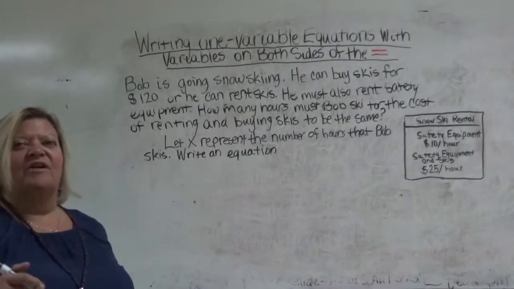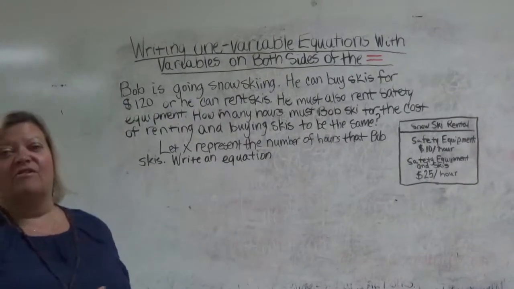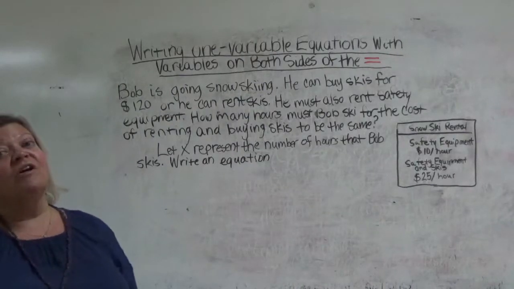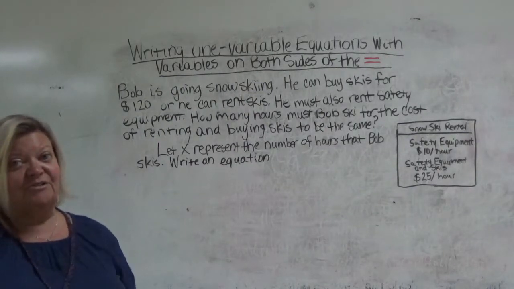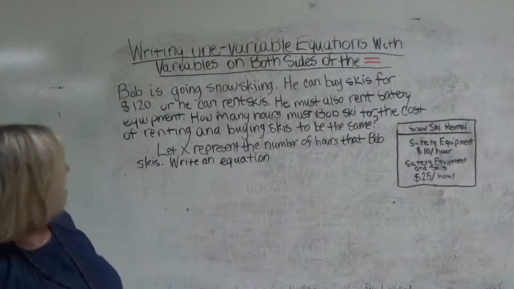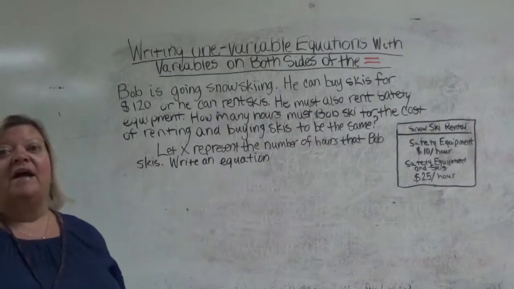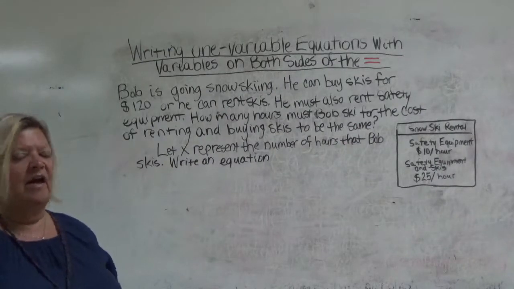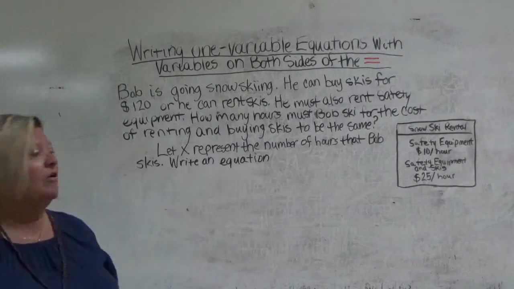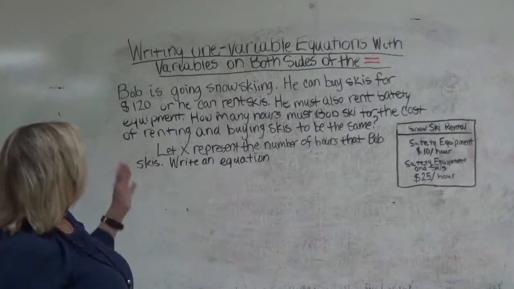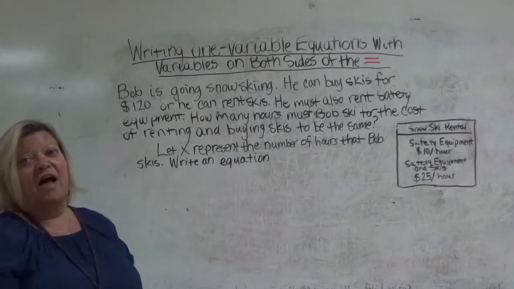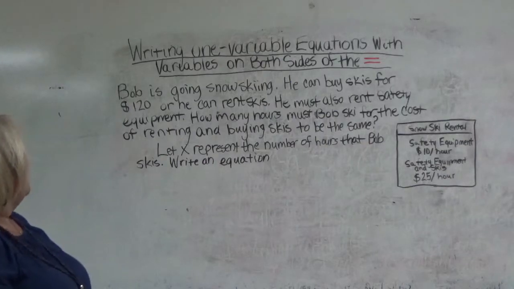Hi, today we've already learned how to solve a two-step equation, and now we're going to learn how to write a two-step equation from a word problem. This is more of a real-world scenario where we apply what we've learned. We're going to write a one-variable equation with variables on both sides of the equal sign.